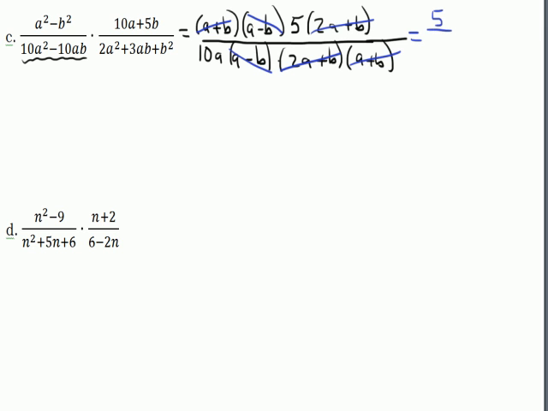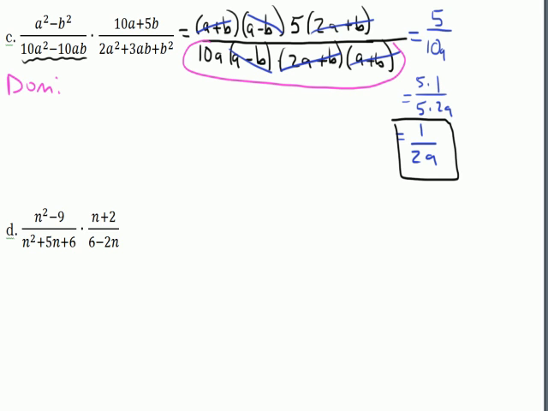I've got 5 over 10a. Whoops, looks like they have a common factor as well. This is 5 times 1 over 5 times 2a, so I'm left with 1 over 2a as my simplified expression. And that is the simplified expression. And if I stopped there, I would have missed part of the problem because I didn't do the domain yet. Alright, and again, the domain relates to the parts of the denominator that can't be 0. So let's look at all of this.